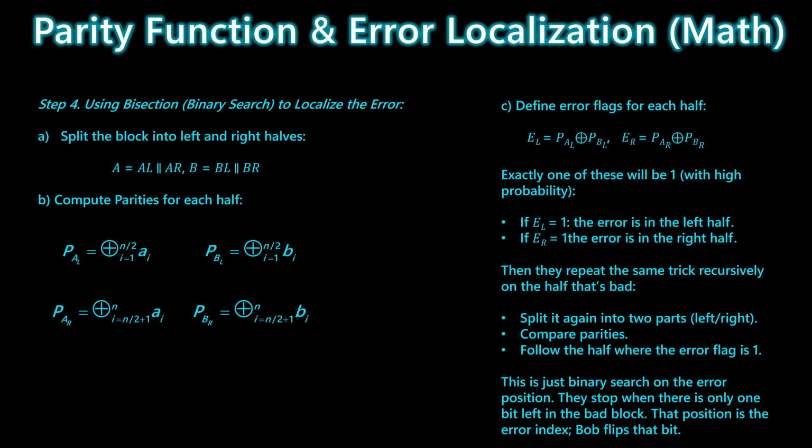From there, they just repeat the process. They split the bad half again, compare the parities again, and follow the half where the mismatch occurs. This is literally binary search applied to an error position. Every round cuts the search space in half until there's only one bit left. And that bit is the error. Bob flips it, and the block is corrected without ever revealing any actual values. This is how BB84 aligns Alice's and Bob's keys while keeping Eve completely in the dark.